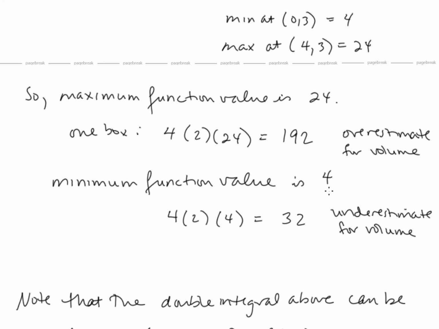And using a minimum function value of 4, we get again the change in x, the change in y, now this height, and that gives us 32 as an underestimate for the volume. So that tells us the actual volume, and hence our approximation to volume, should be between these two numbers. And remember, we got 96, so that seems valid so far.